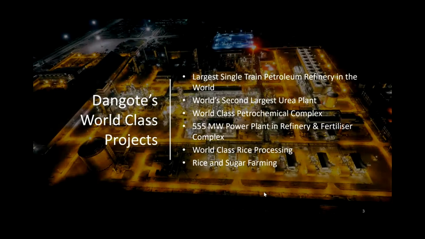Dangote is currently executing some of the world's largest projects. Some of those are the largest single train petroleum refinery in the world, the world's second largest urea plant, a world class petrochemical complex, a 555 megawatt power plant in the refinery and fertilizer complex to address the needs of the refinery and fertilizers, world class rice processing facilities across Nigeria, and rice and sugar farming in Nigeria. These are multi-billion-dollar projects, and some of these projects are very unique in the world manufacturing stage.